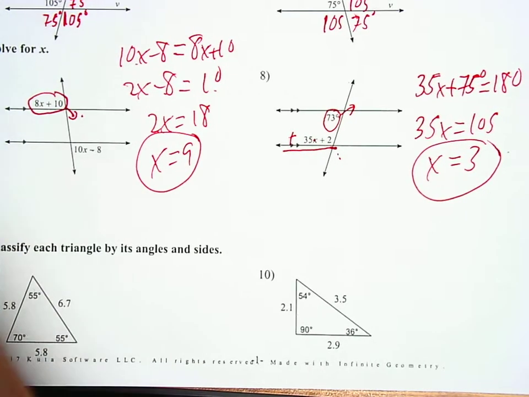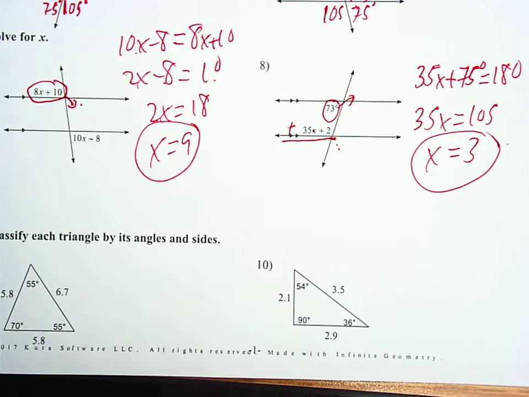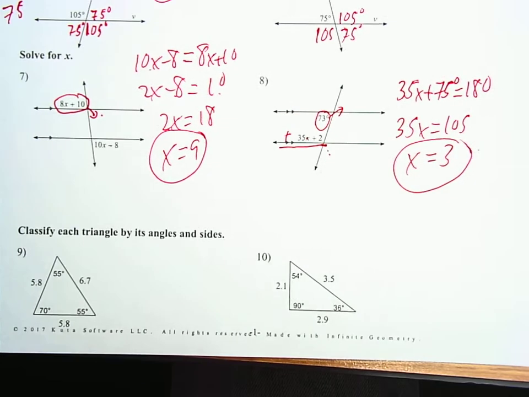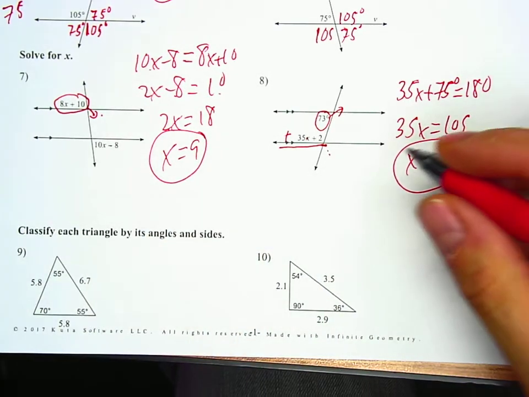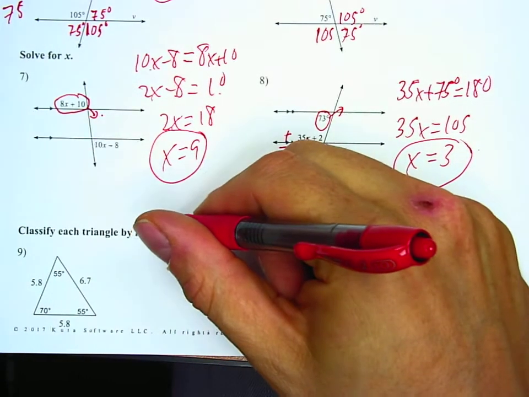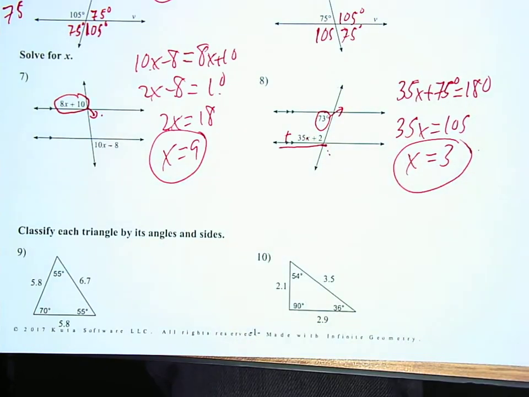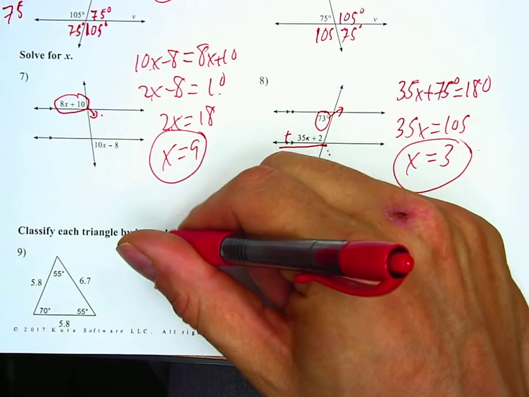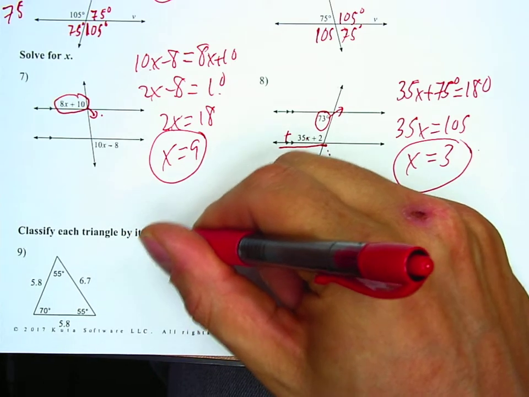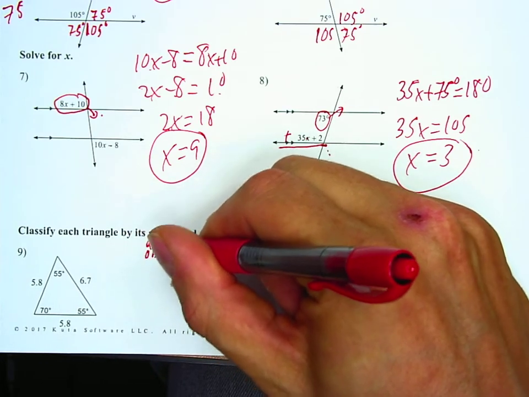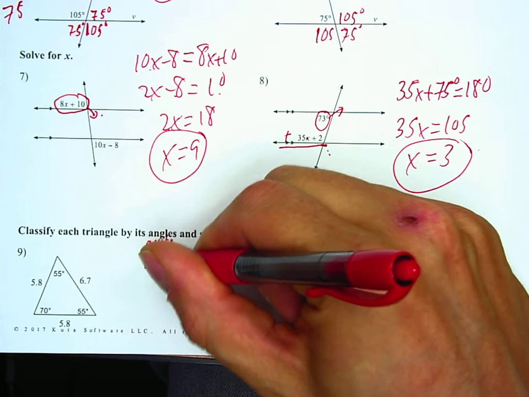All right, these bottom two questions are some new questions this week. Identify each triangle by angles and sides. So we have 3 angle names. So for our angle names, we have acute, obtuse, and right. So acute, obtuse, and right are angle names.